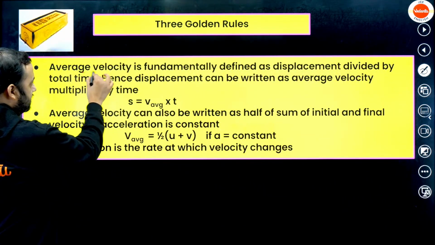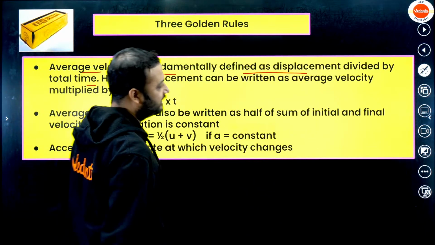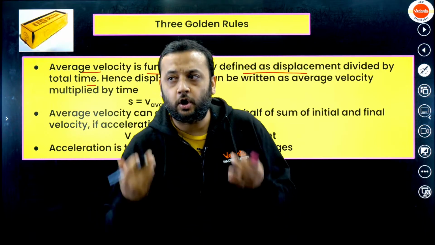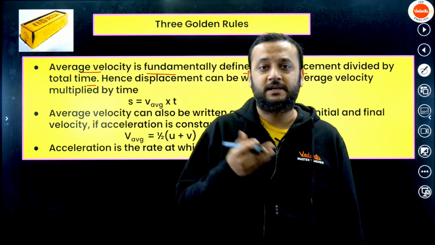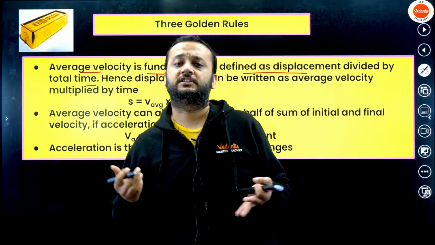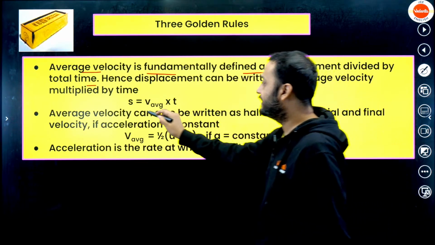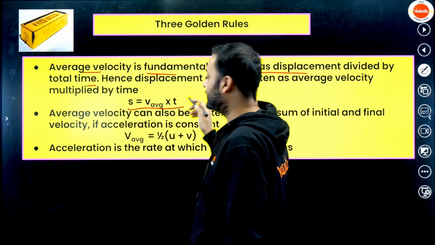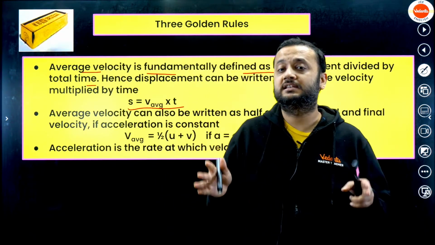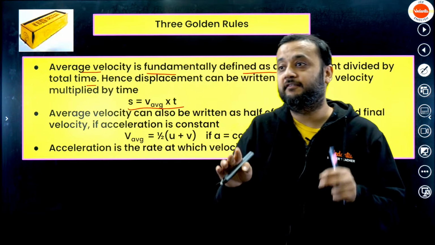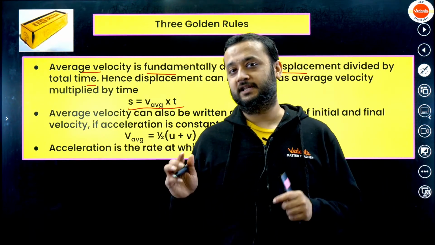Average velocity is fundamentally defined as displacement divided by time. Hence displacement can be written as average velocity into time. All of you already know the definition of average velocity: displacement upon time. Here S is displacement, and displacement can always be written as average velocity into time. This is always correct, never ever wrong. I hope you understand the first rule.